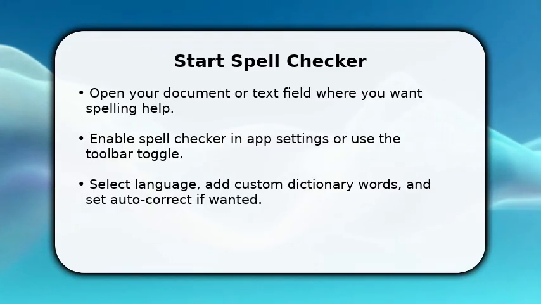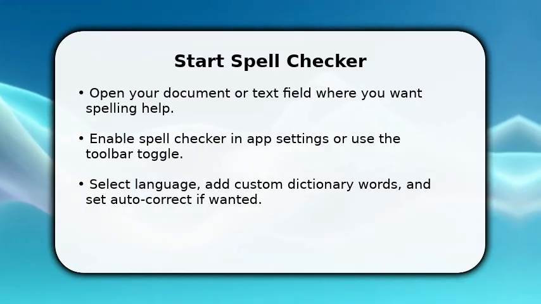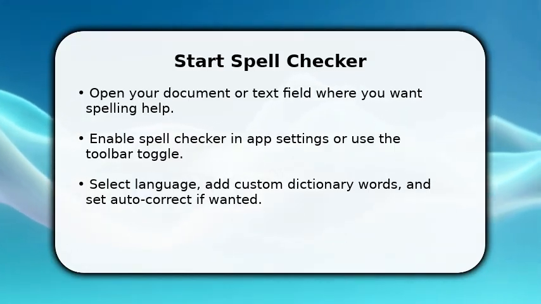You begin by opening the document and turning the feature on. This is where the process actually starts. Once done, choose the language and confirm the dictionary so suggestions match your writing.